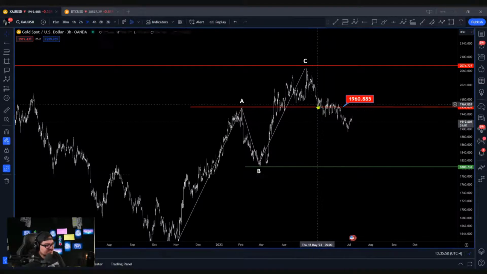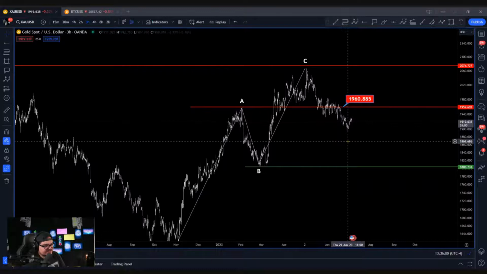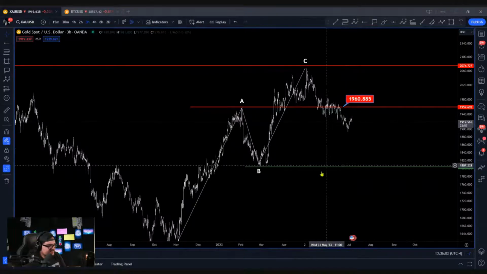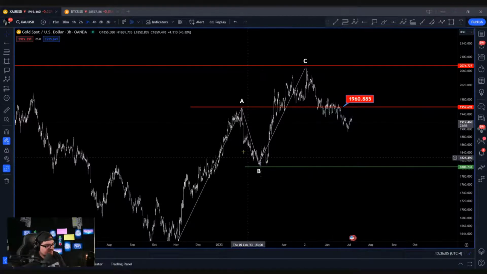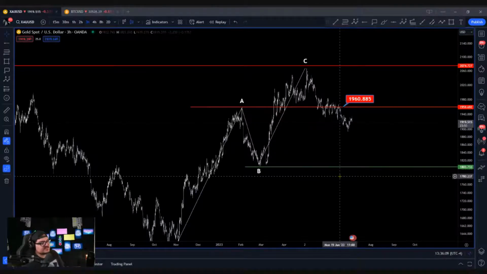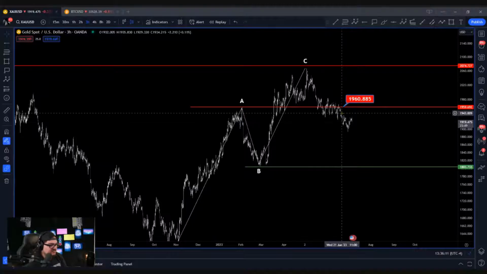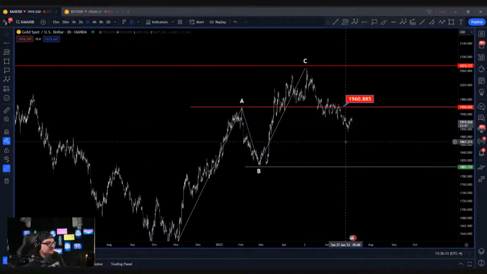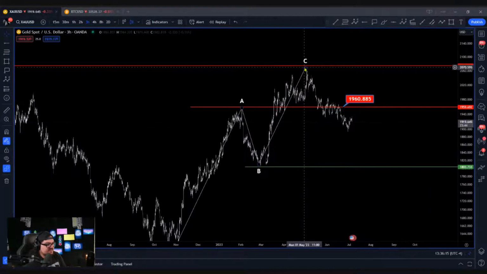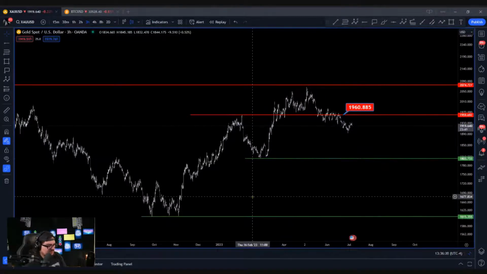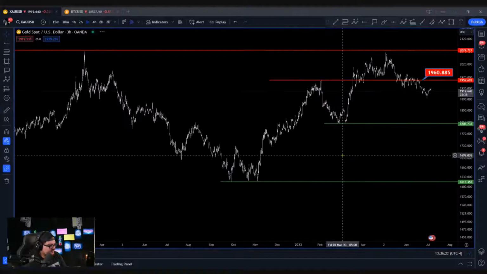That pivot of the A is around 1960. We fell in that region, but ultimately got rejected. Let's see if this downtrend continues. The area of support that I'm looking for in the near future is around 1800 or 1803, if this is going to be a good, larger continuation to the downside. But besides that, that's the only setup I see that's worth taking for gold on a larger scale.